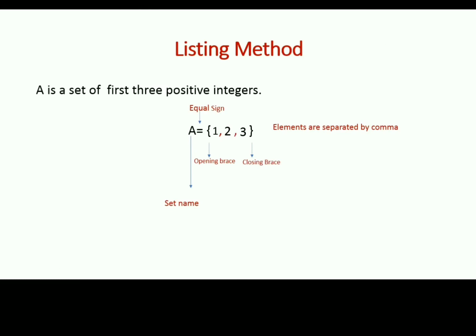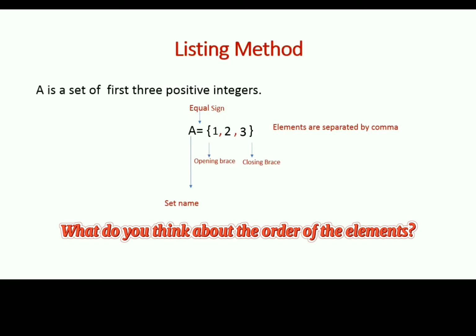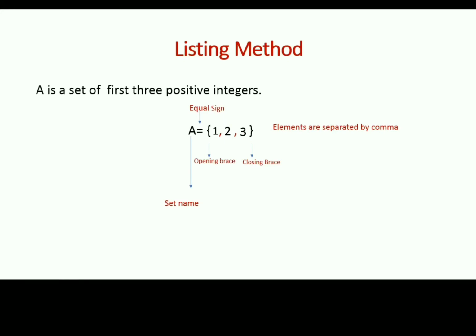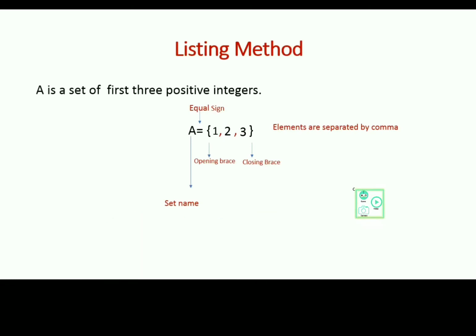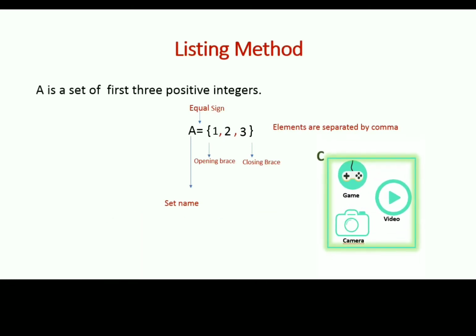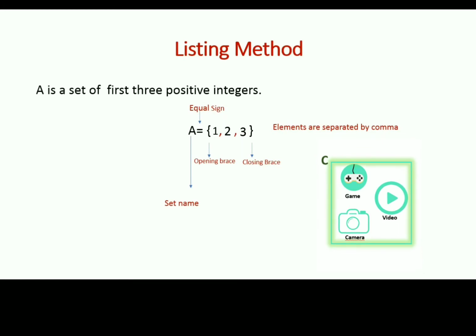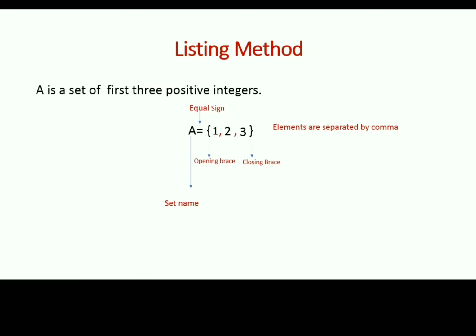One question. What do you think about the order of the elements? Can it be important? No. You asked why. Okay, think of a set of applications on a phone. Let's think of set C. Is there any order? No. Elements of a set don't have an order.